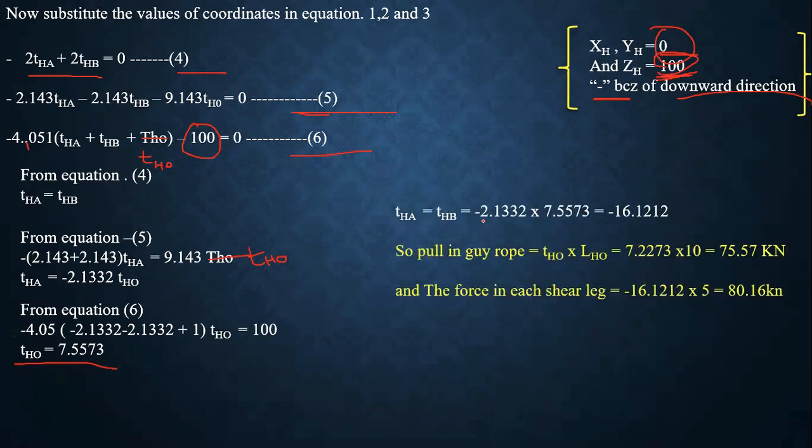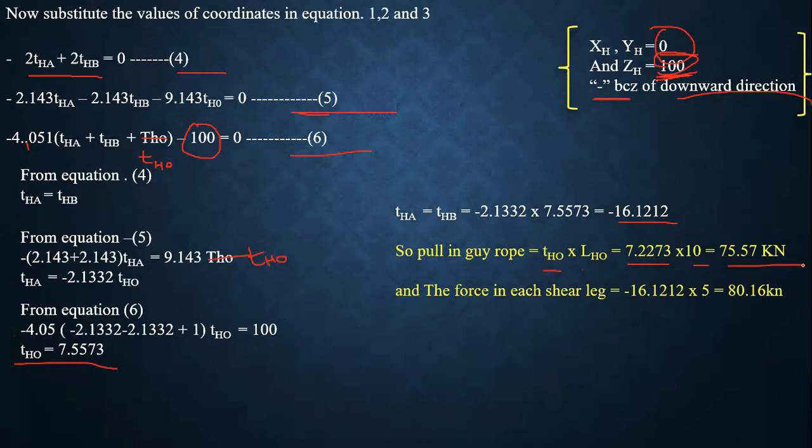Now THA will be equal to THB. So THA will be 2.1332 into 7.5573, and it will be equal to 16.122. The pull in the guy rope will be equal to THO into length. THO is the tension coefficient of member HO, and L is the length of the HO member, or the guy rope. So the tension coefficient for this member, 7.5573, into 10, where 10 is the length, will be 75.57 kilonewton.